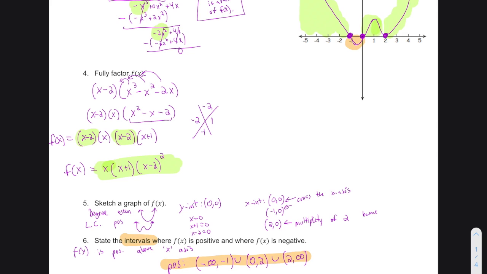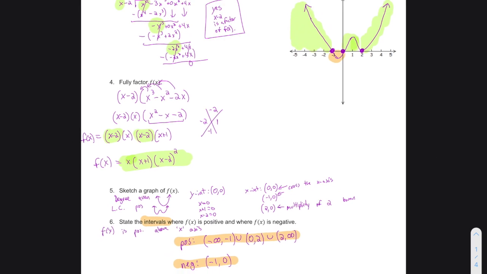And so it's saying when my inputs or my x values go from -infinity to -1, the function's positive. And then when the x inputs are from 0 to 2, function is positive. From 2 to infinity, the function is positive. Okay, so that summarizes our first problem.